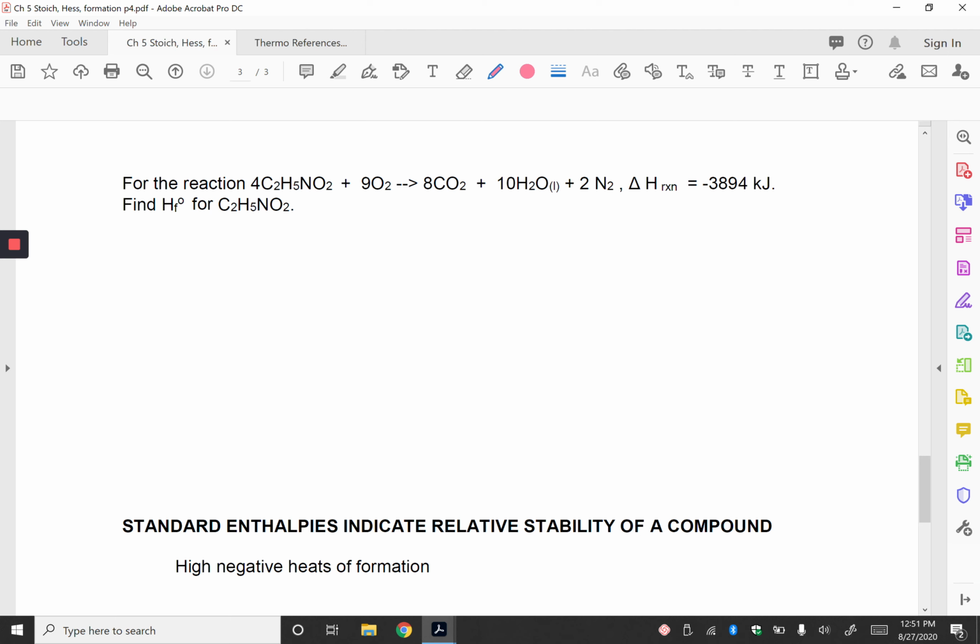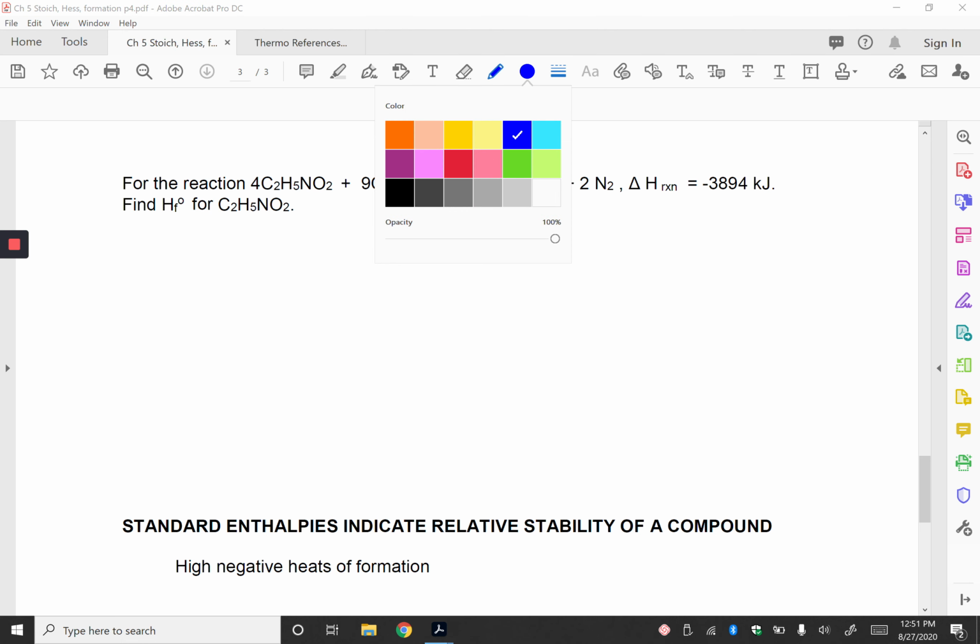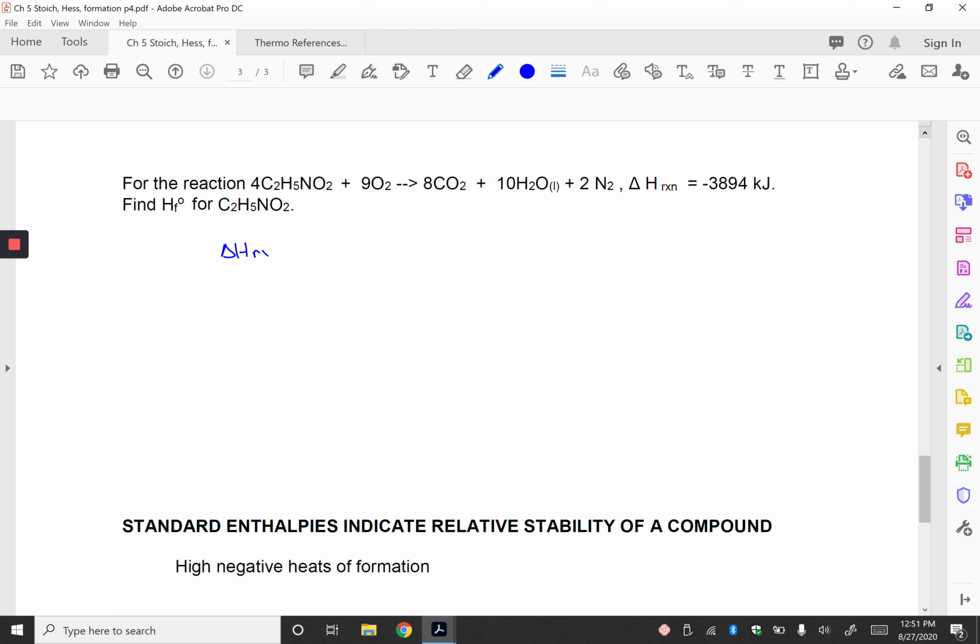We're still using heats of formation, right? So we still write delta H of the reaction. Whenever you see heats of formation, you want to write that out. Delta H of the reaction is equal to the sum of the heats of formation of the products minus the sum of the heats of formation of the reactants.